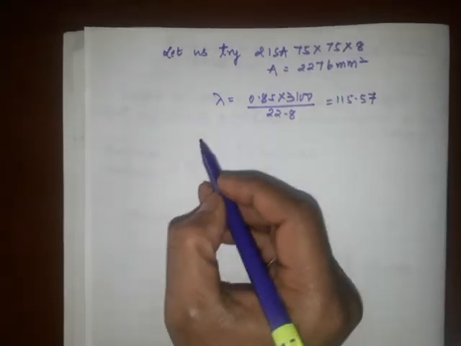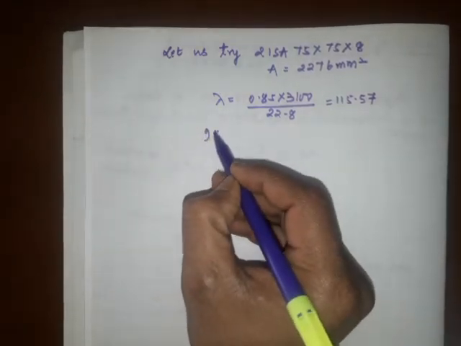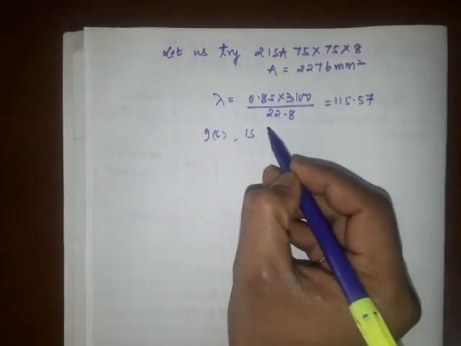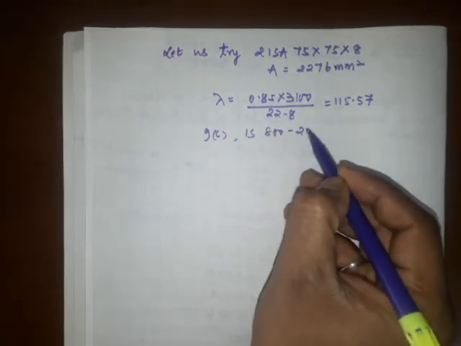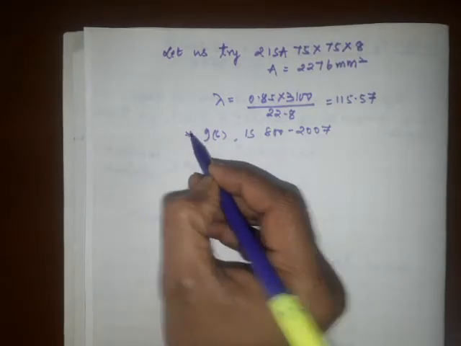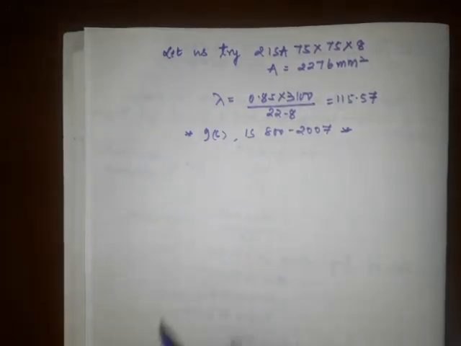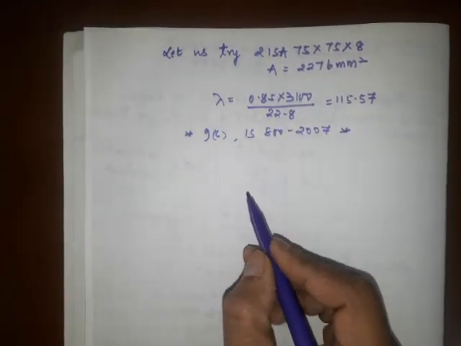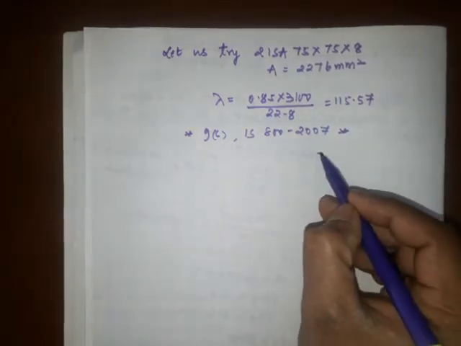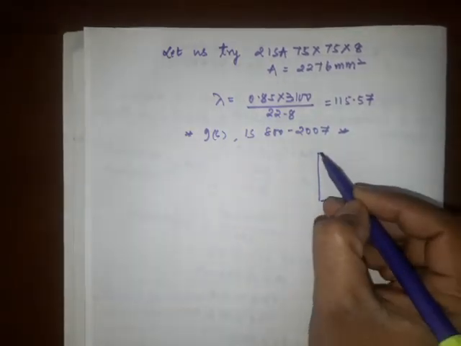Again, what you have to do? You have to go back to table number 9C, IS 800 2007. Okay, this is important again: table number 9C, IS 800 2007. From that you have to find out the value of fcd. So for that again you have to interpolate.